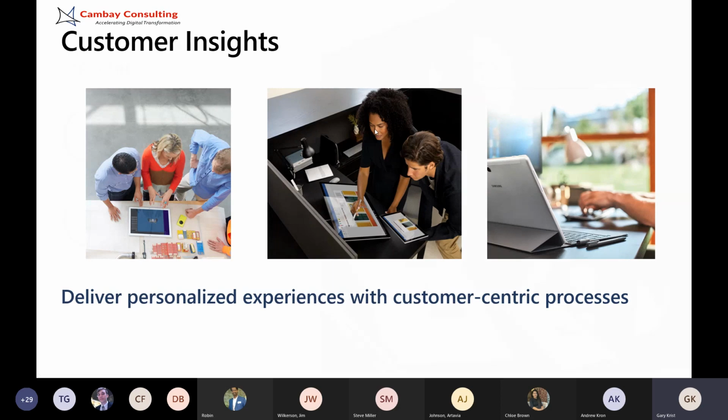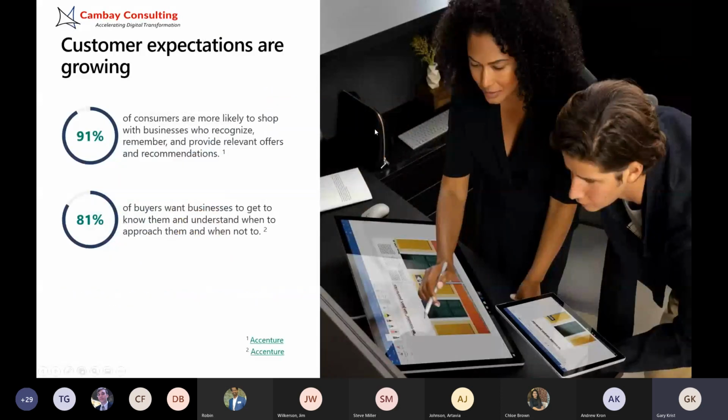And part of the rationale for this is that statistics show that customers' expectations are growing. 91% of consumers are more likely to shop with businesses who recognize them, remember, and provide relevant offers and recommendations. And again, that kind of leads back to the insights. If we can get this data, get it blended together, now we can act on it and remind people that maybe they forgot something or they haven't bought or whatever that might be.